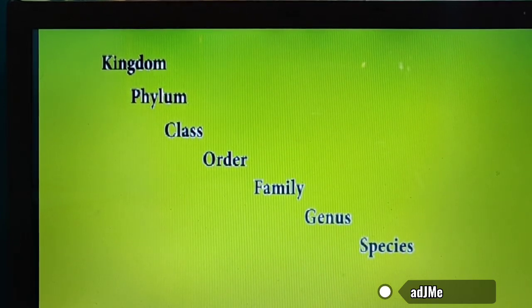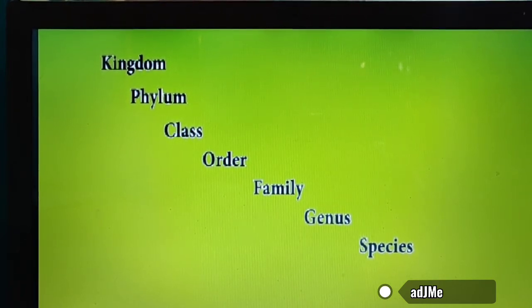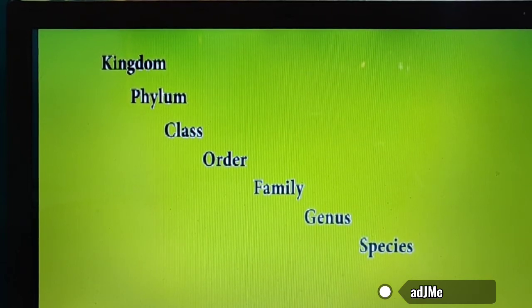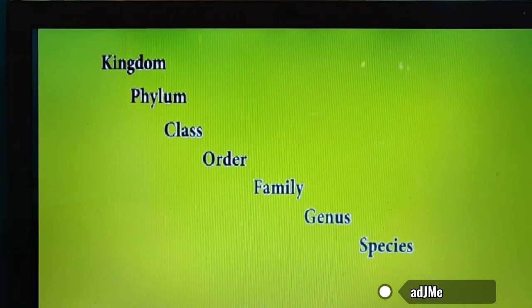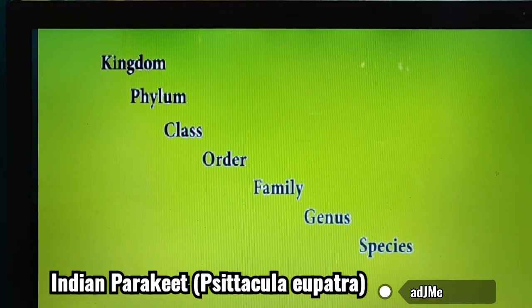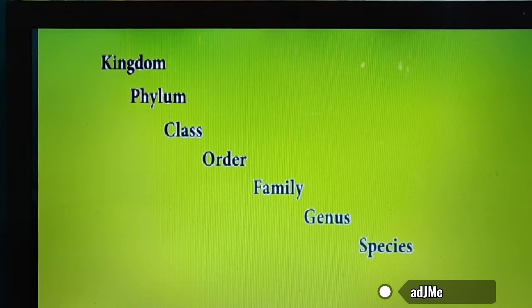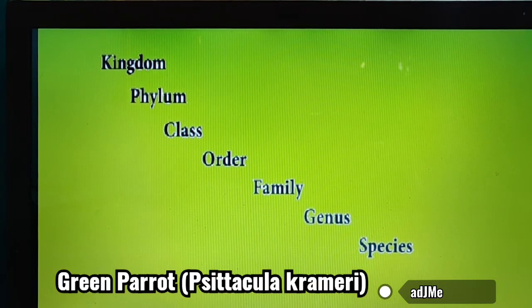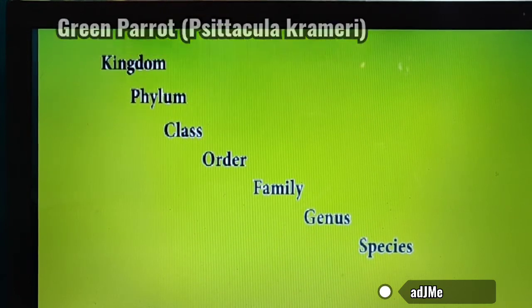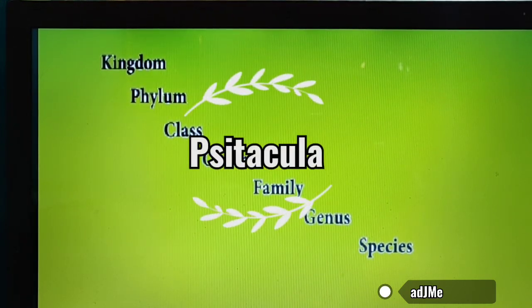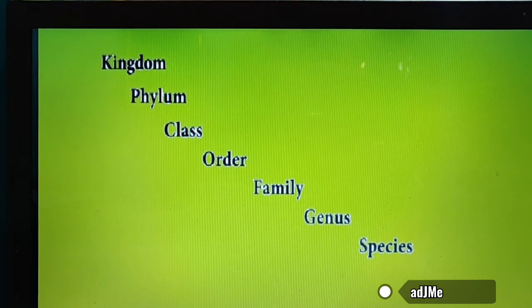In the book they have given an example, like I gave the example of human beings, Homo sapiens and Homo habilis. They have compared the large Indian parakeet and the green parrot. The scientific name of the large Indian parakeet is Psittacula eupatra, and that of the green parrot is Psittacula krameri. This Psittacula is the genus name, which is common for both types of birds, but the species name differs. So that is the importance of species.